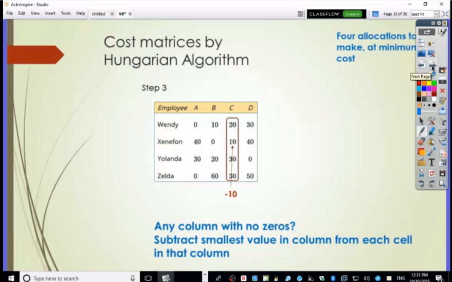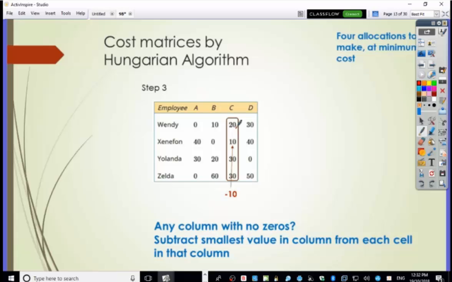The next step is to look at the table and get rid of those lines. You've got to draw all this again, get rid of those lines, and ask, are there any columns with no zeros? That's one of the things we've got to achieve. All those columns have got to have a 0 in them. Well, there's this one here. That's got a 0 in it, that's got a 0 in it, that's got a 0 in it.